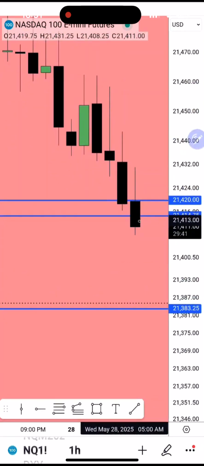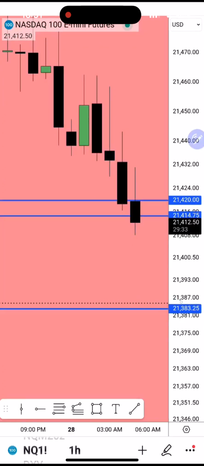So, see, we're already showing a willingness to get below with the bodies here, and it's happening in real time. This dotted line here, that's the consequent encroachment of the weekly SIBI.